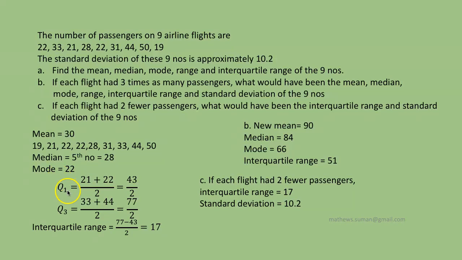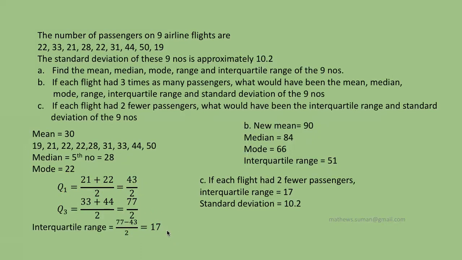Q1 stands for the first quartile. So leaving out the median, take the first 4 numbers and the median of this would be, there are 4 numbers, which is even. So average of the 2nd and 3rd observation. So it will be 21 plus 22 by 2, which is 43 by 2. The upper quartile would be the median of these 4 observations, which will be 33 plus 44 by 2, that is 77 by 2.